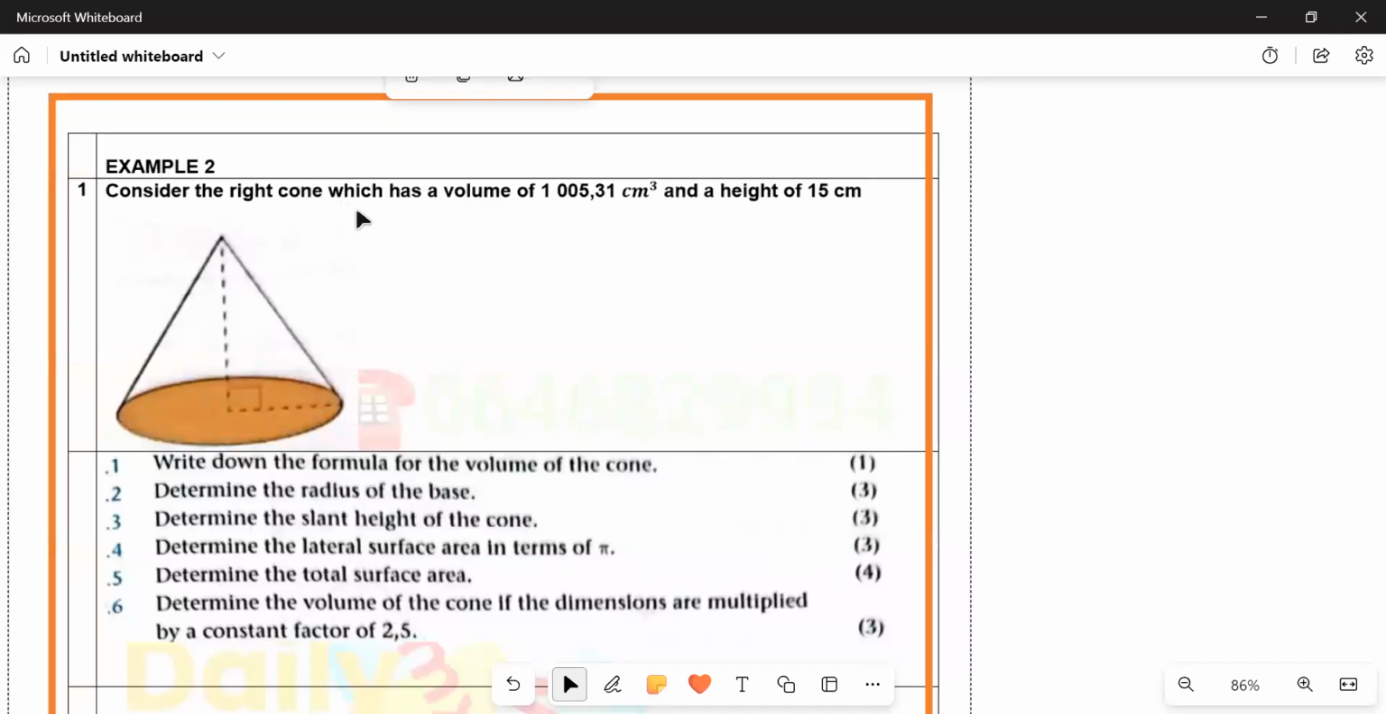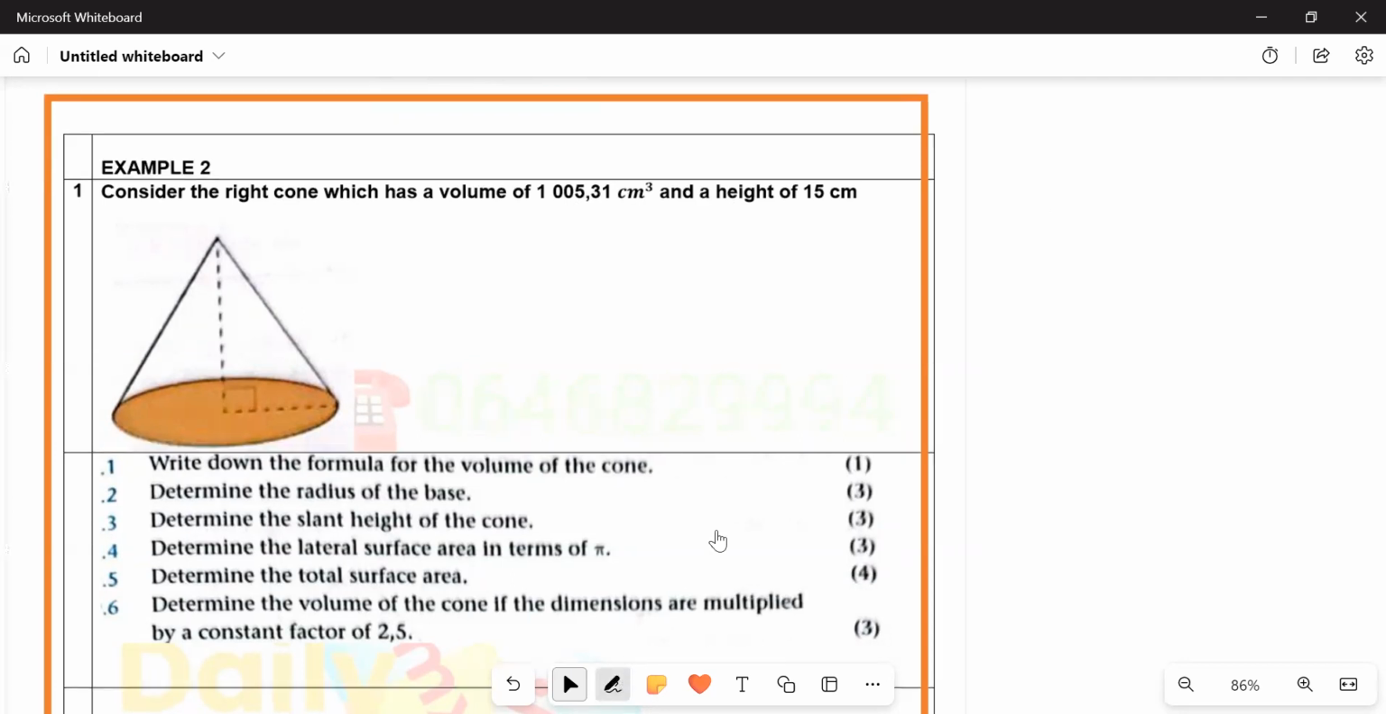So they say consider the following cone which has a volume. So the volume is given here. So this cone can occupy a volume of 1005.31. And they are also saying which is the height. The height of this cone is given as 15 centimeters.